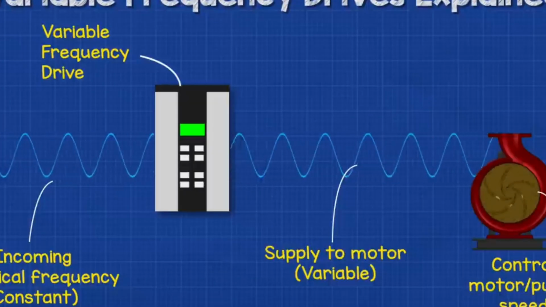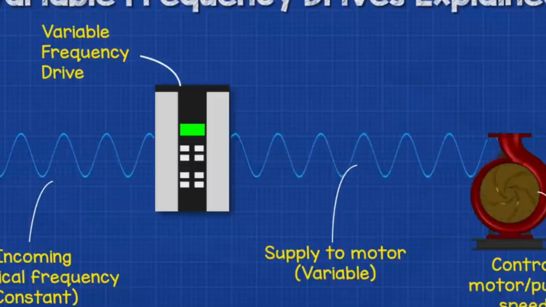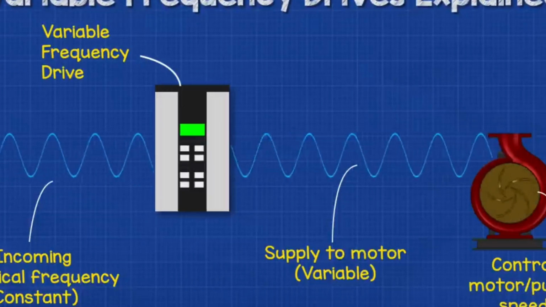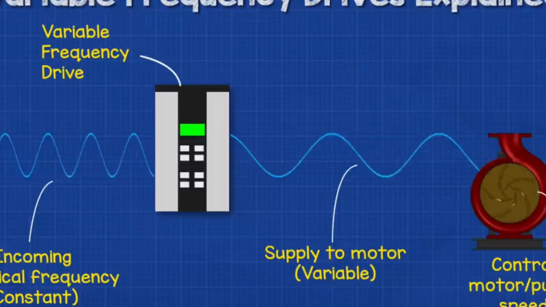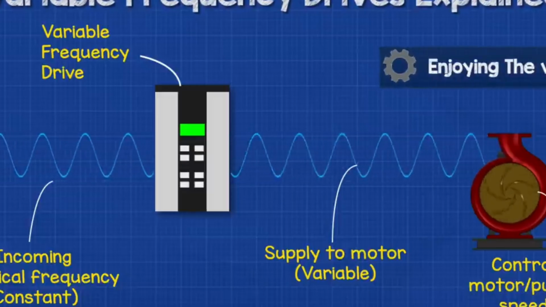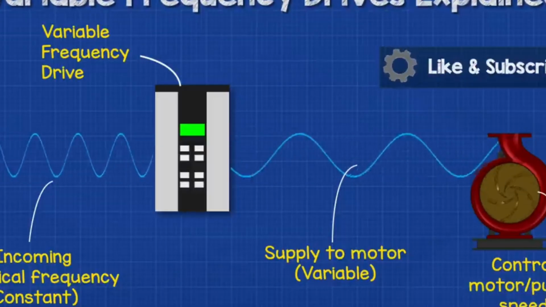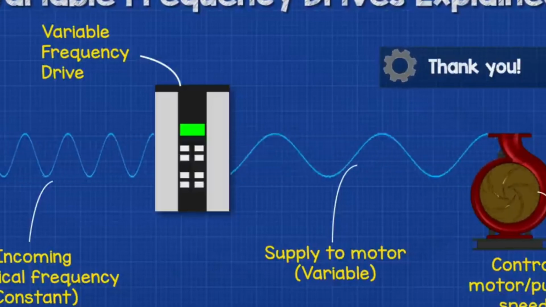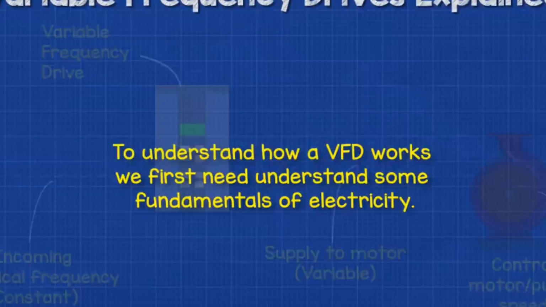The VFD unit is connected into the motor's electrical supply. The unit can vary the frequency of the electricity being supplied to drive the motor, and by varying this we can control the rotational speed of the motor. Therefore, we have our variable frequency drive. To understand how a VFD works, we first need to understand some fundamentals of electricity.